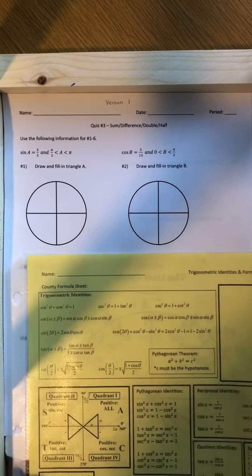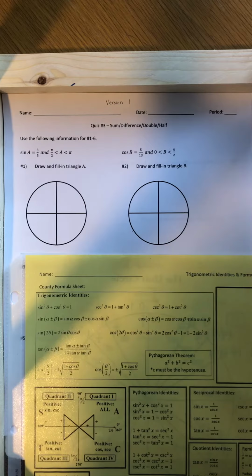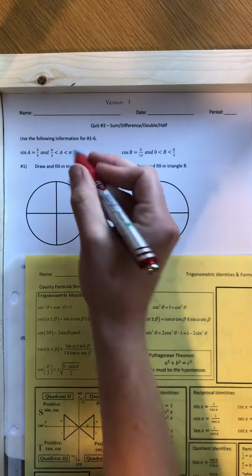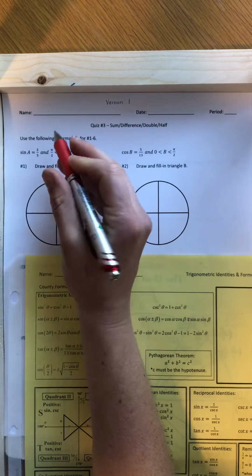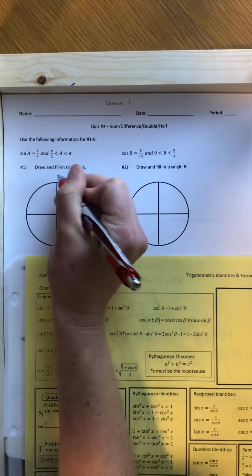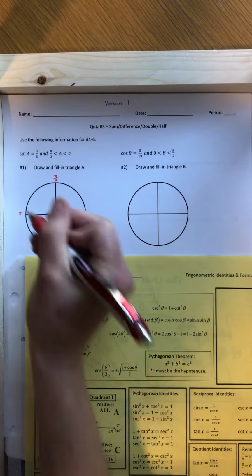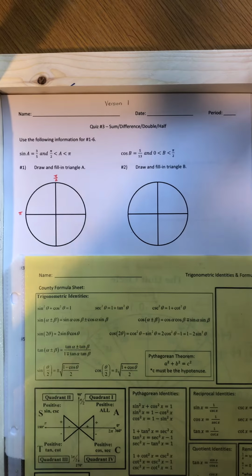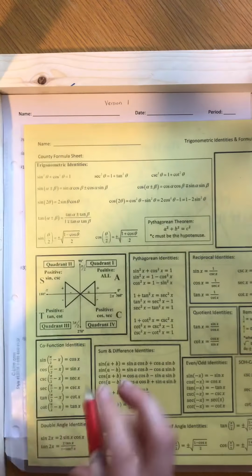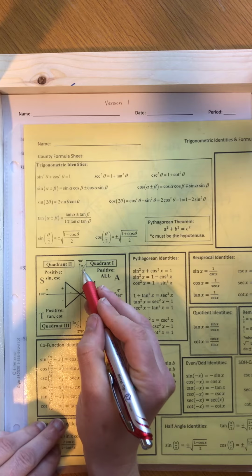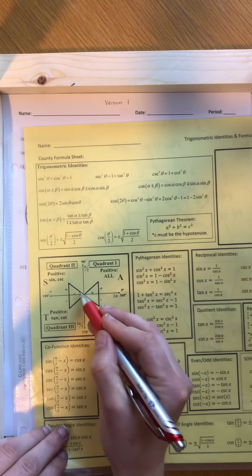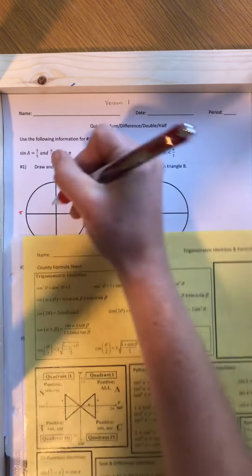So to start off, they want us to draw and fill in triangle A. It tells me that triangle A needs to be between pi over 2, which is here, and pi. So that makes triangle A in the second quadrant. And you can even see that on your formula sheet. Here's pi over 2, here's pi. So we're going to draw the triangle that looks like this.